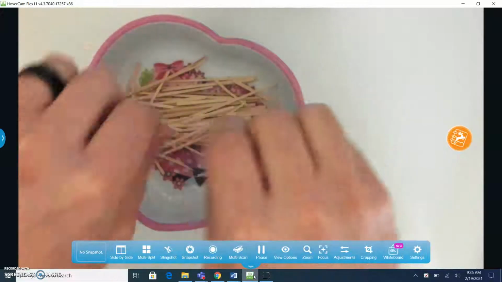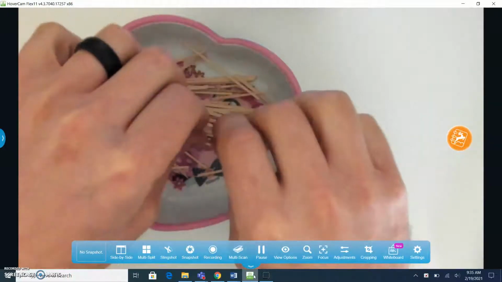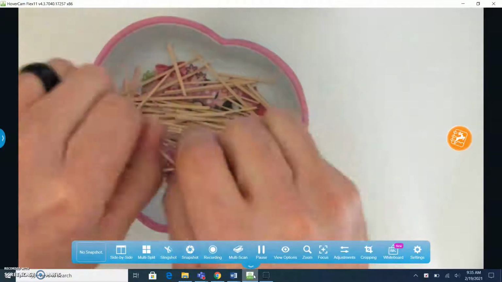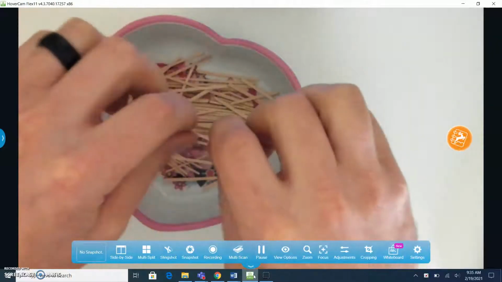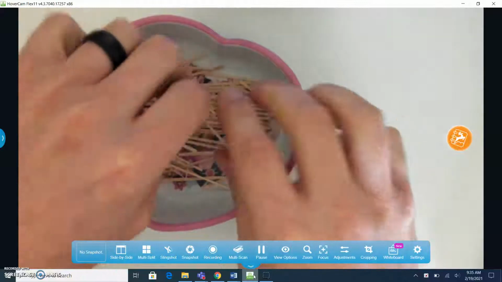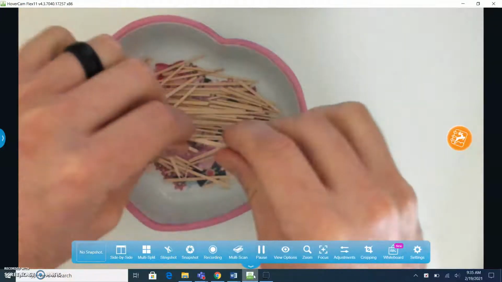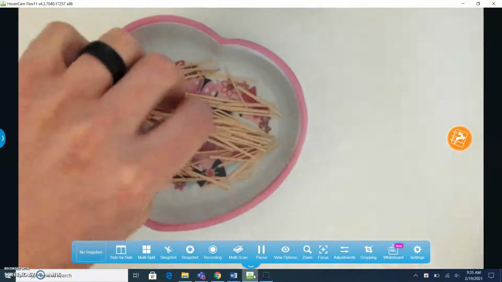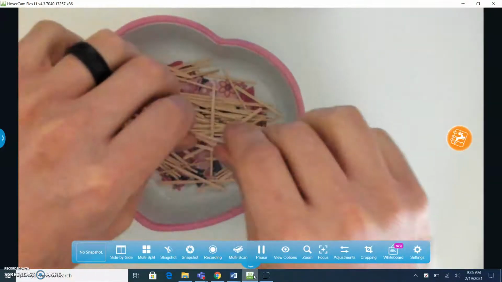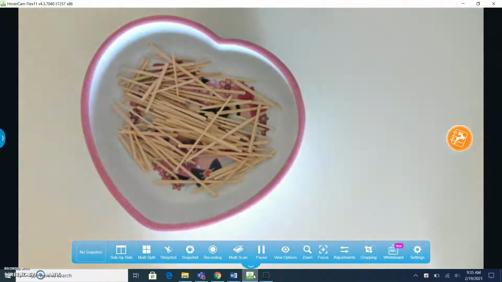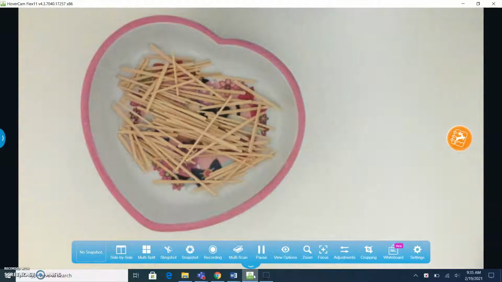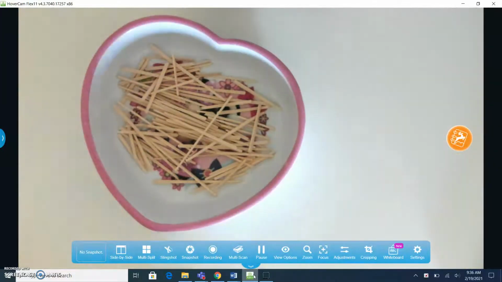1, 2, 3, 4, 5, 6, 7, 8, 9, 10, 11, 12, 13. I got 13. I picked up a couple broken ones already, so that definitely slowed me down a little bit. Now I've got 2 more trials, 60 seconds apiece.